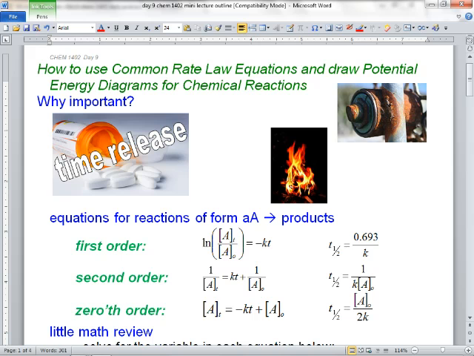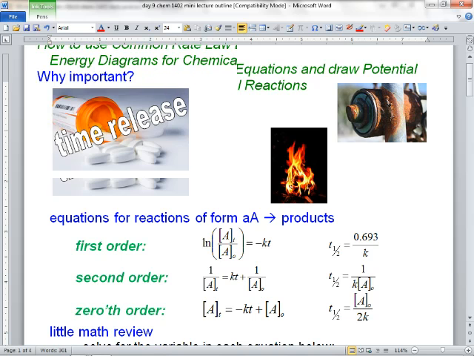All right? So it makes things that appear uncontrollable, at least you can kind of predict them a little bit for maximum effectiveness, whatever the case may be. So that's what we're going to talk about. And we're also going to talk about drawing some potential energy diagrams for reactions, and we'll see why and how that applies in a little bit.